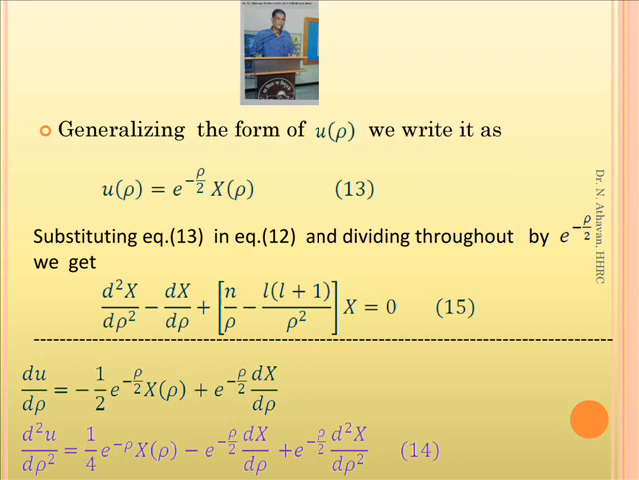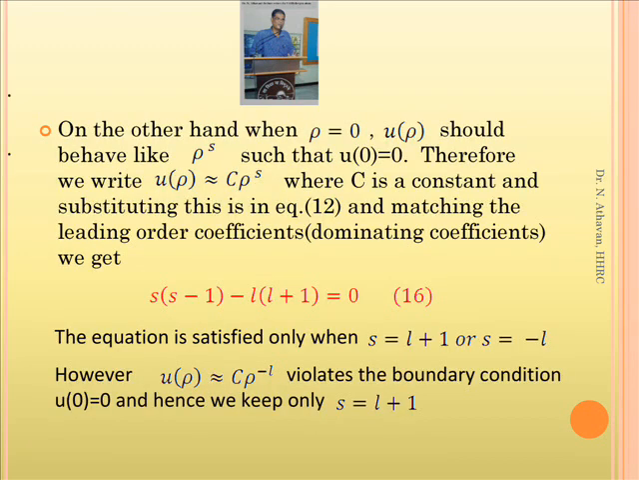Substituting equation 14 in equation 12 and dividing throughout by e power minus rho by 2, we get the equation as in equation 15. So we have a simplified form now. If you look at the other boundary condition, that is at the other boundary rho is equal to 0, u of rho should behave like rho power s, because rho power s is equal to 0 when rho is equal to 0. So that is the assumption now.